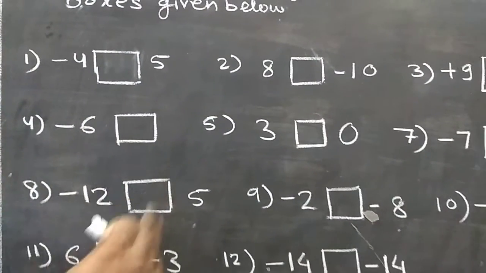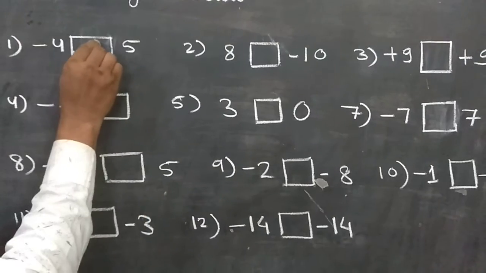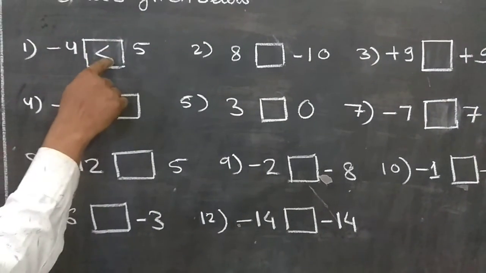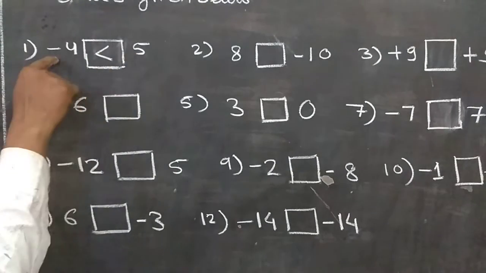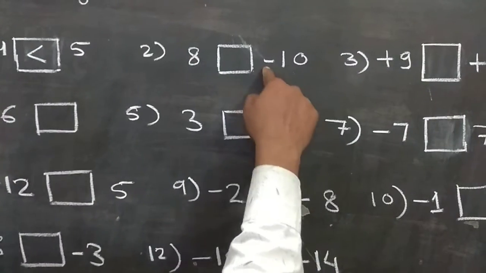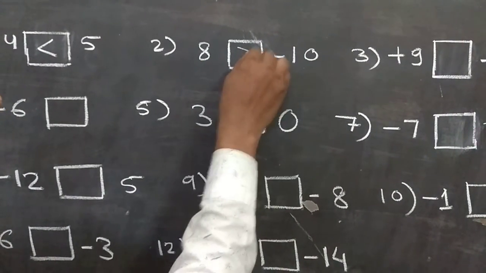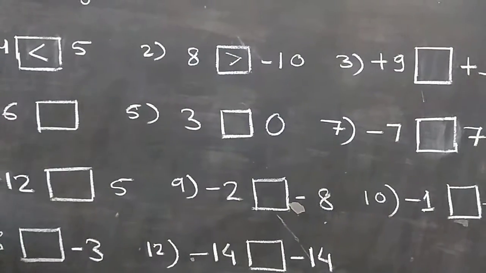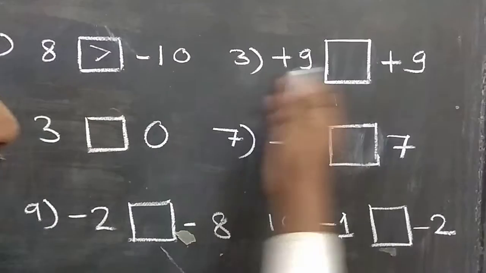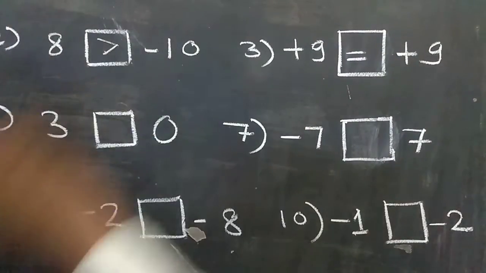A positive number always has a greater value than a negative number. So which number is greater here? 5. So it is greater: 5 is greater than minus 4. See here also, this is negative and this is a positive number. The positive number has a greater value. So put the sign of greater here. Now see question number 3. It is very easy. Both sides have an equal value. Plus 9, plus 9. So put a sign of equal.